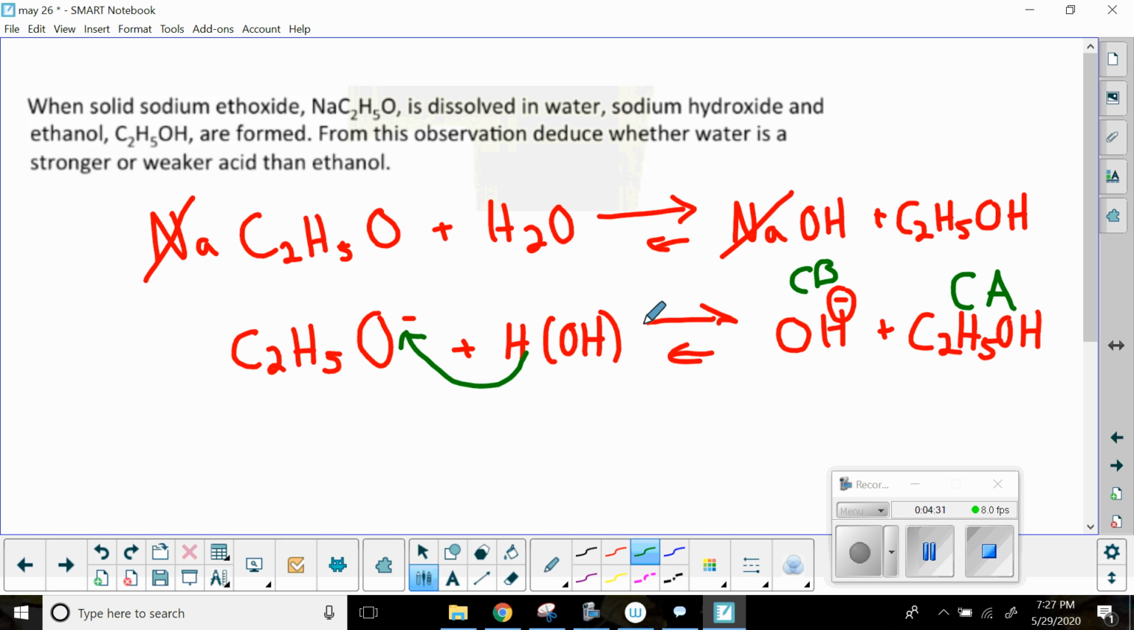The arrows, I've got a long one on top. The long one indicates that equilibrium is going to lie to the right, but I do have a medium one on the bottom, meaning some of these ions here will redonate their hydrogens to the hydroxide in order to remake water. But equilibrium will definitely lie to the right, and definitely in this case, water is a stronger acid than ethanol.